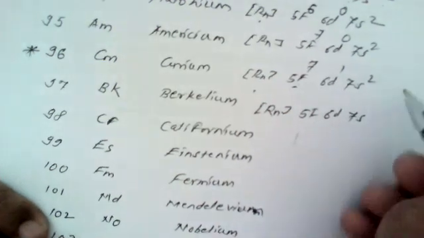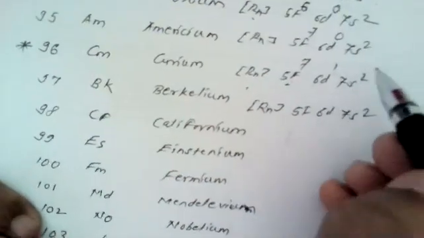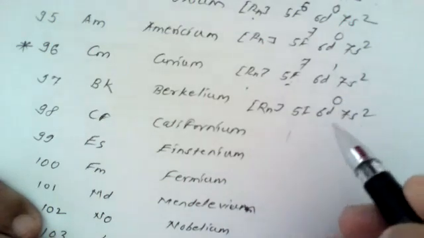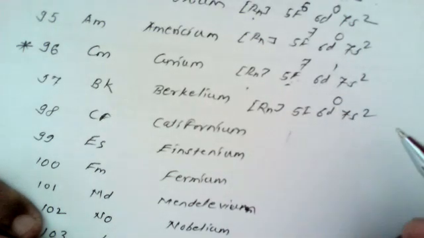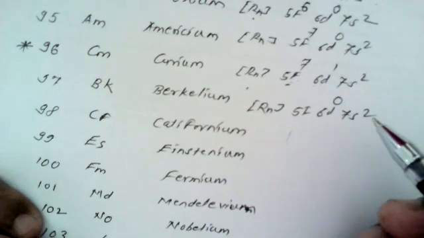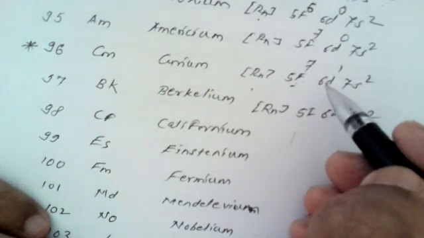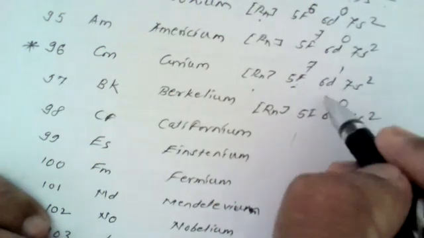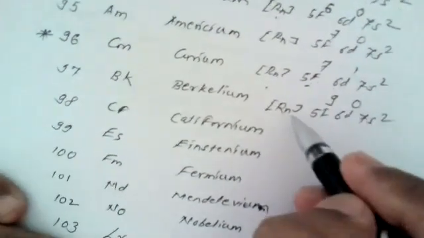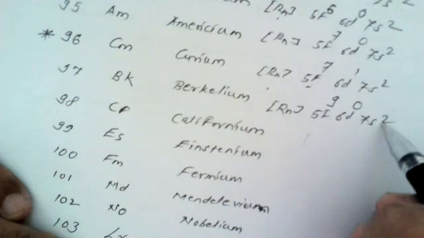5f 6d 7s. No question about 7s. Again 6d0. As we move one step further, the energy gap between 5f and 6d again increases, and the incoming electrons now enter into the 5f orbital. So 86 plus 2 is 88, plus 9 is 97.